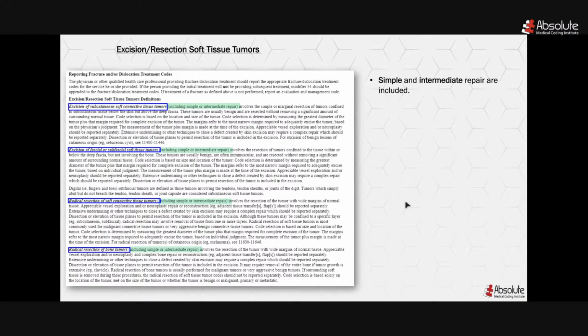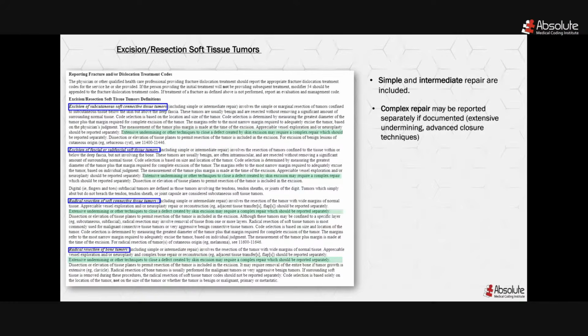The first rule is that simple and intermediate repair are included. That means your routine closure is already bundled into this code. Now, the second rule states that complex repair, however, may be reported separately, but only when it is clearly documented. So what qualifies for a complex repair? Things like extensive undermining or advanced closure techniques. Those are the keywords.